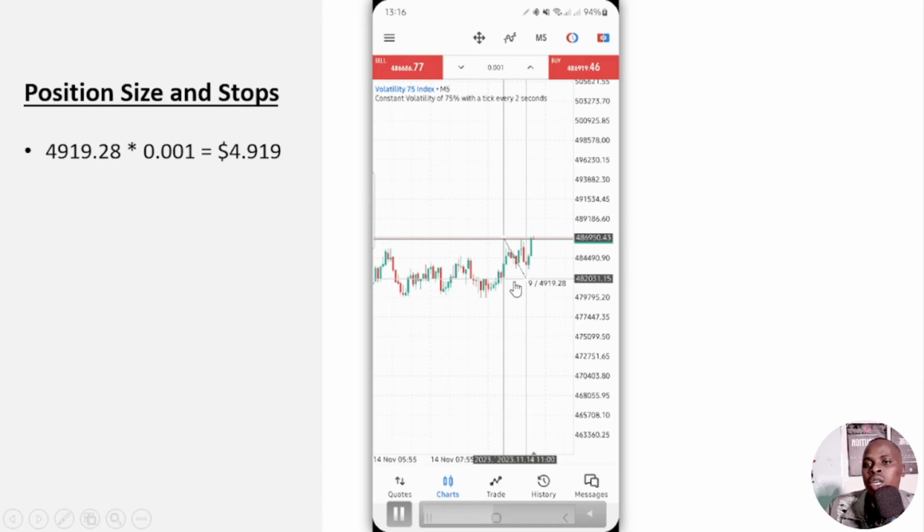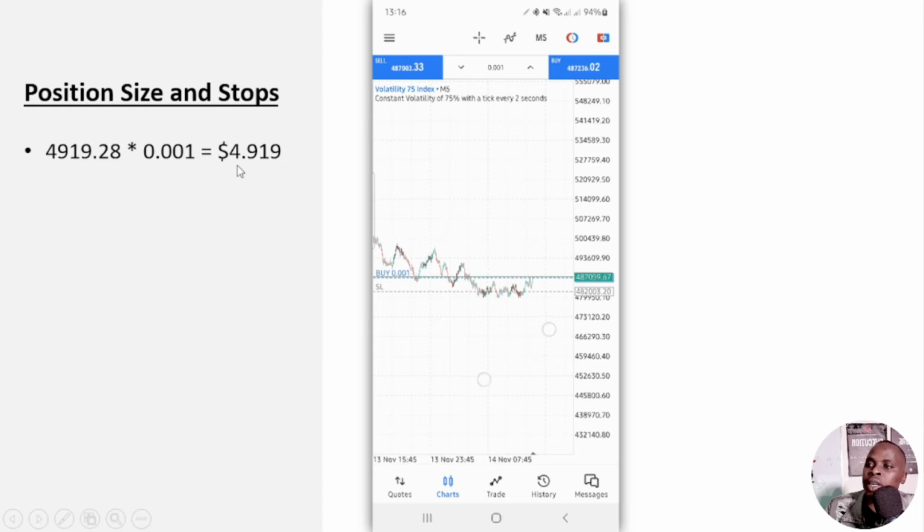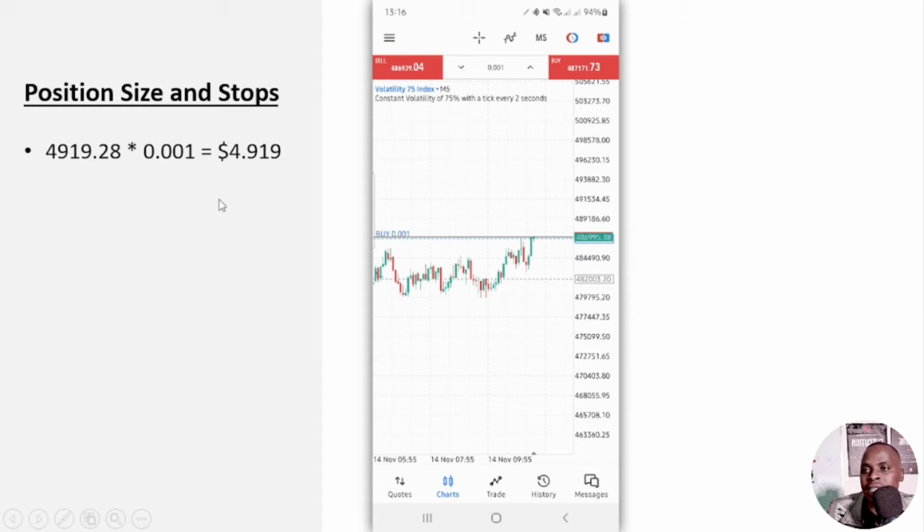And then when you get to this point right here, you want to take this number, which is 4,919.28 points, and then you multiply this by your lot size, which is 0.001 as the minimum lot size here. So if I place this trade here, and place my stop loss here, I'll be risking $4.19. So the formula is simple. Calculate the number of points from here.